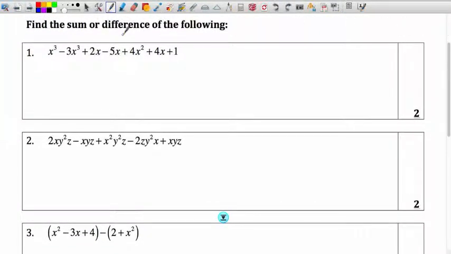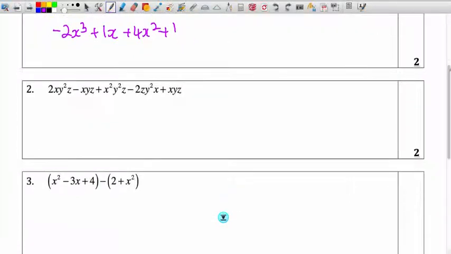Okay, sum or difference of the following involves adding and subtracting like terms. And so in this case we've got to start by identifying our like terms, adding and subtracting. When you add and subtract like terms, you do not alter the powers because it's not multiplication or division. And so we have 1x cubed minus 3x cubed is minus 2x cubed. We have a plus 2x minus 5x plus 4x, which is going to leave us with plus 1x, and the other two terms have no like terms, and so I'm going to leave them as is.